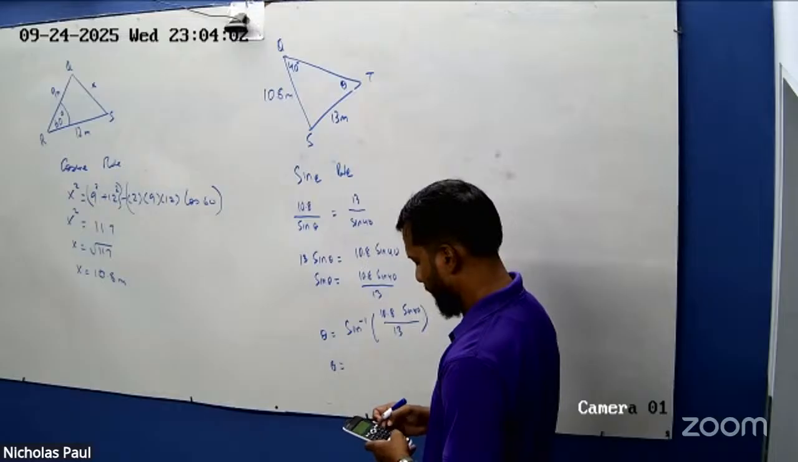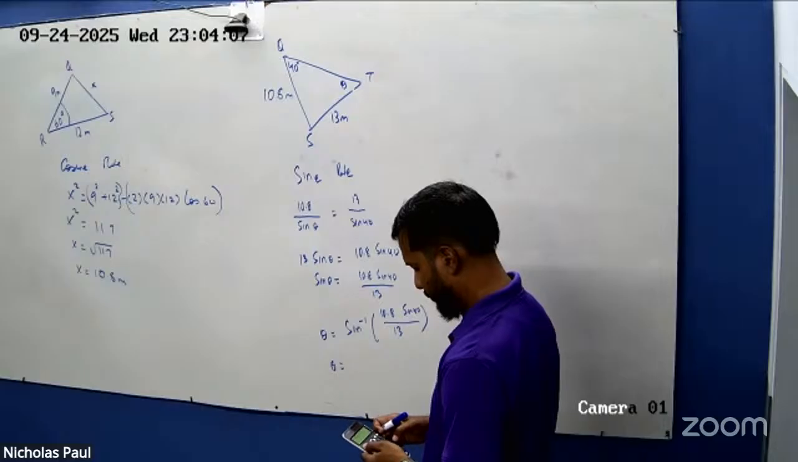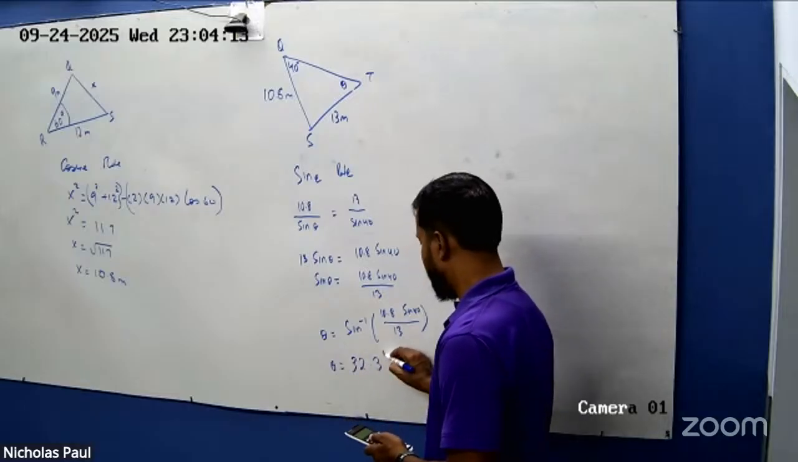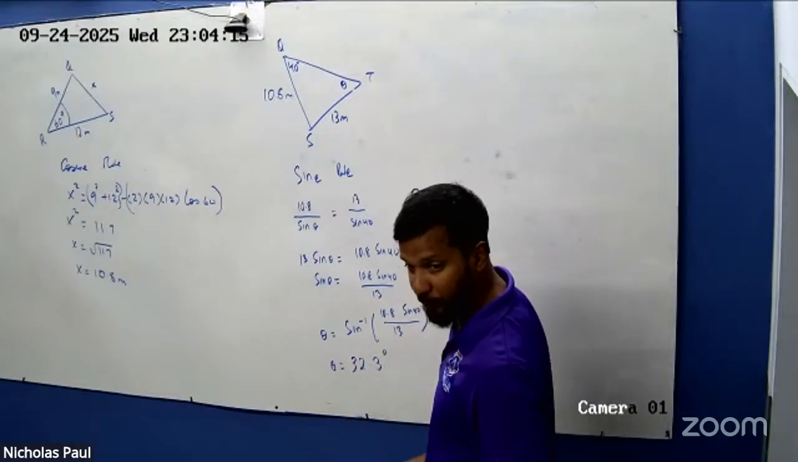Hold on, now I can't see. Right, now I got it. Without rounding off, I got 32 point something. Okay, good job. Most people got it, right? Very good.